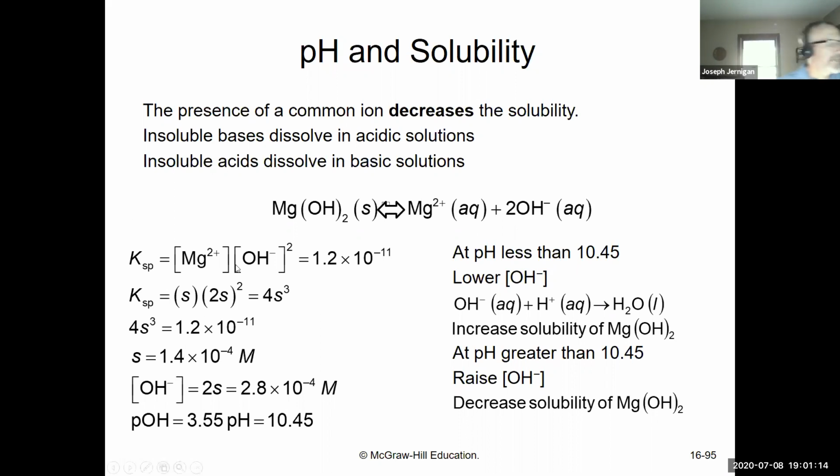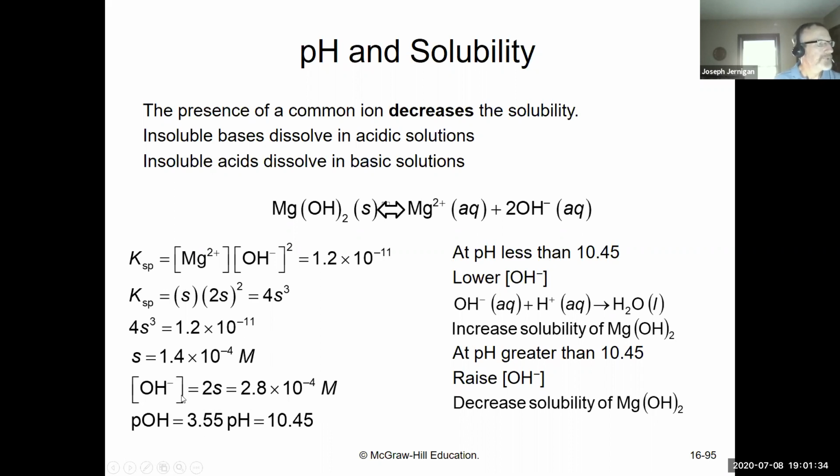So, yeah, this example goes through a nice calculation showing that. But in essence, at a pH of less than 10.45, because again, the pOH was calculated from the KSP, right?